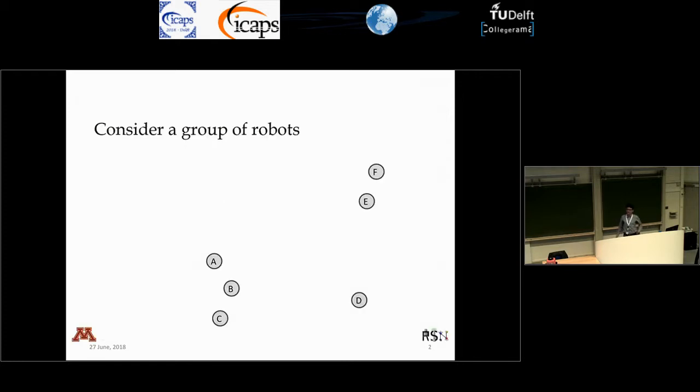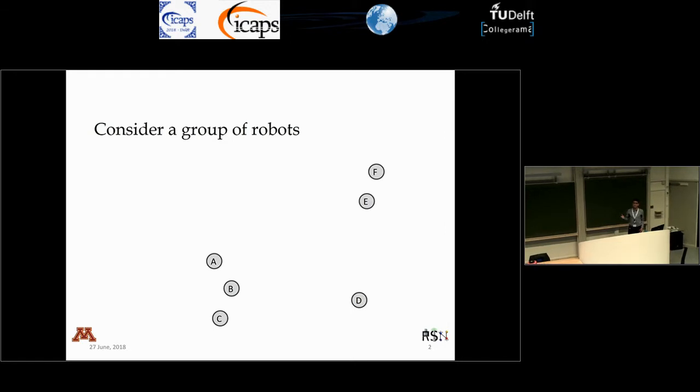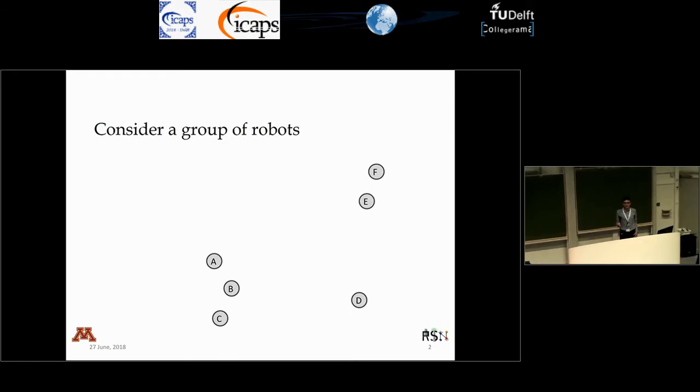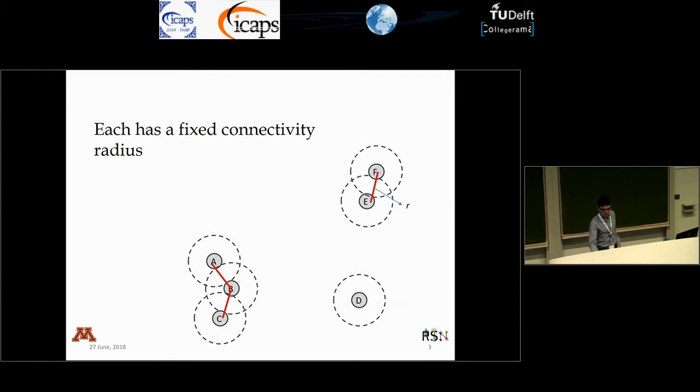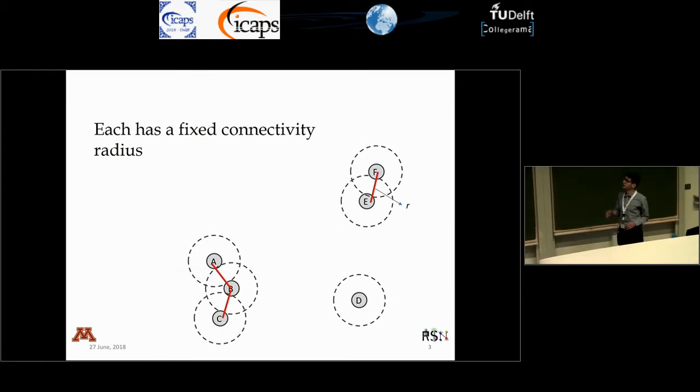So in the connectivity formation problem, we have a group of robots, here labeled from A to F, scattered over a large area. Each robot has a fixed connectivity radius R. So in this particular configuration, the robot A can talk to the robots B and C, while it cannot communicate with the rest of the robots.